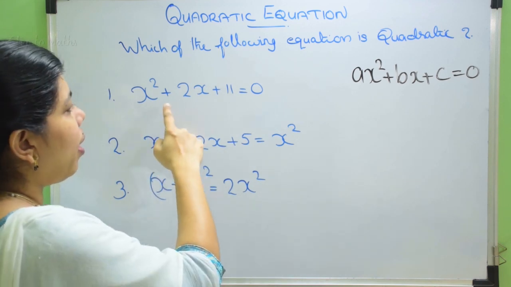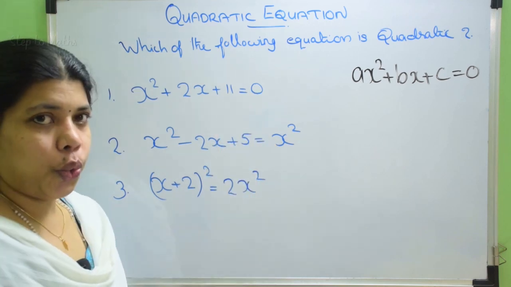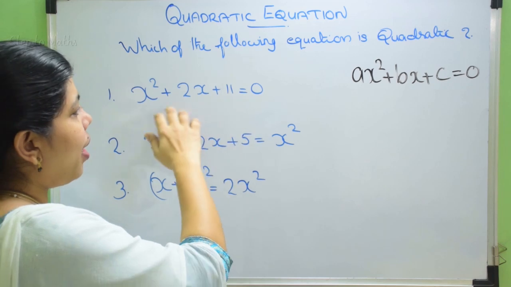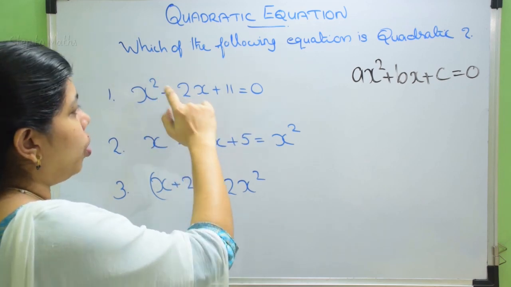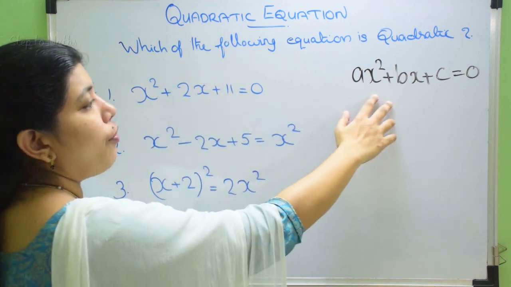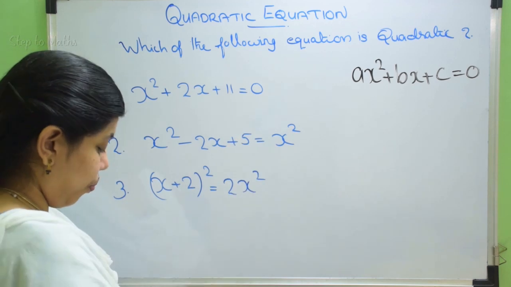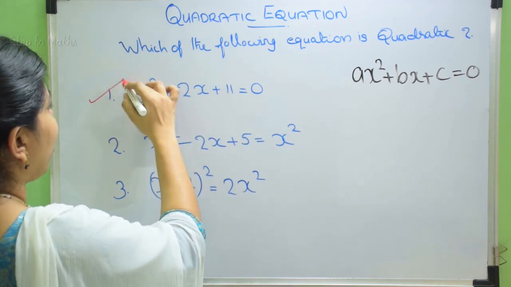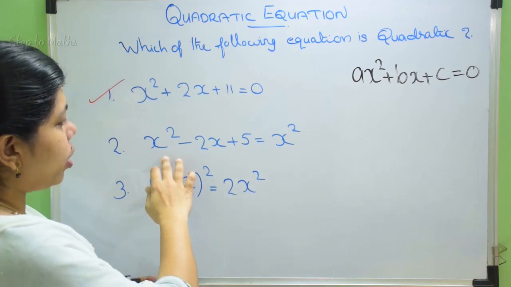Equation number 1, x square plus 2x plus 11 equal to 0. This equation has only one variable x and its highest power is 2. And this is in the form of ax square plus bx plus c is equal to 0. That means equation number 1 is a quadratic equation. Now check with equation number 2.